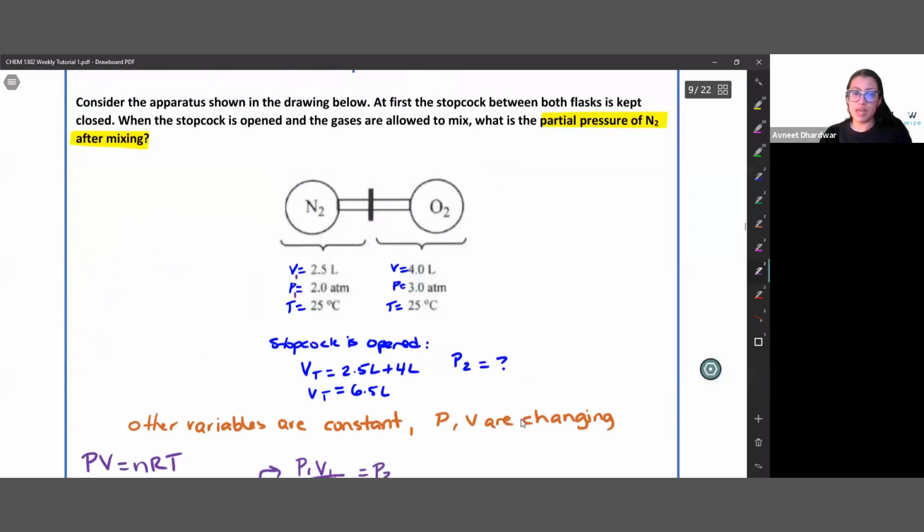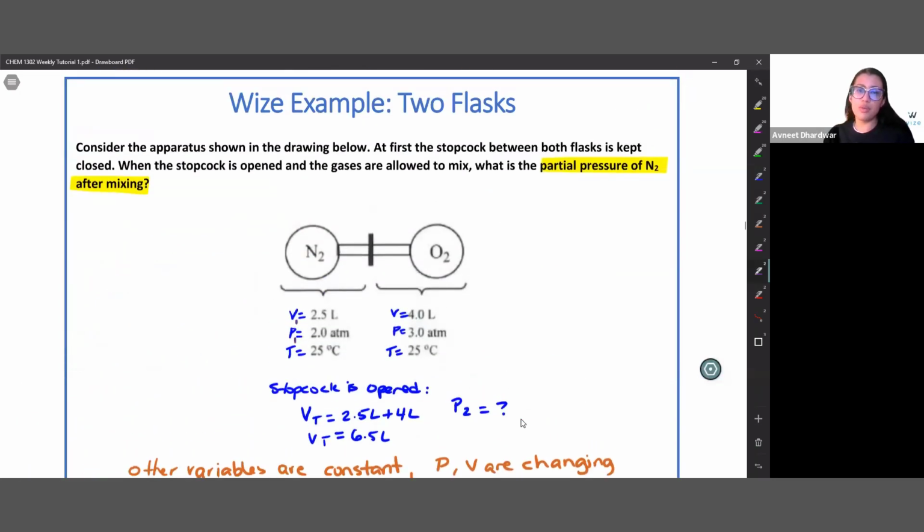So if someone's asking about the temperature, they would tell you that the temperature is changing. So as long as they don't mention temperature, or in this case, it says that it's at the same temperature, you can just assume that it's constant.